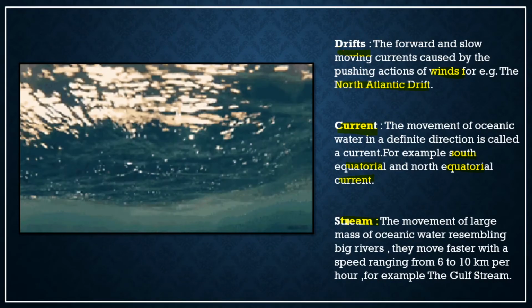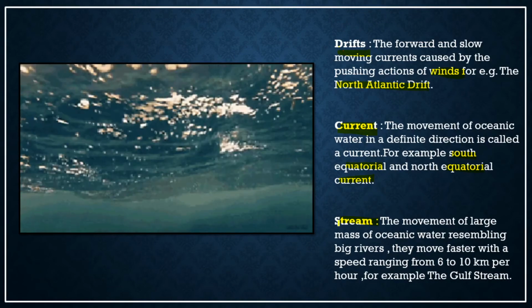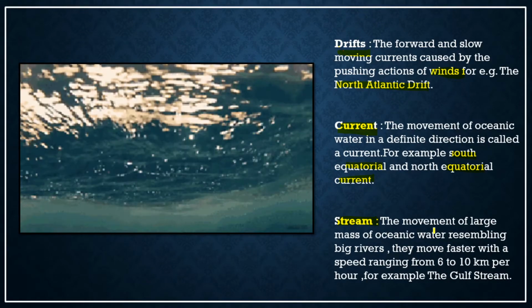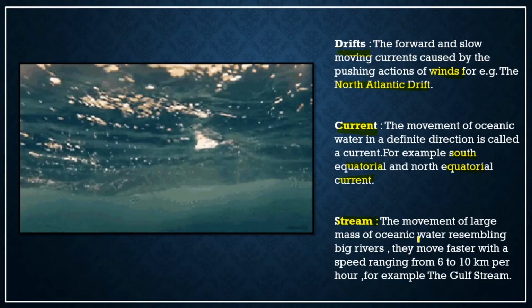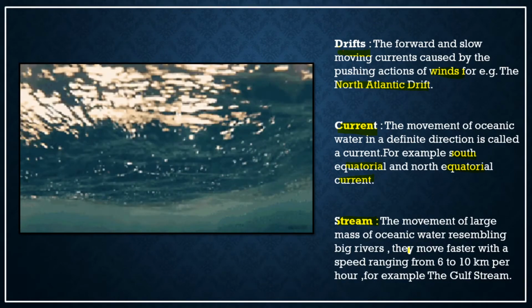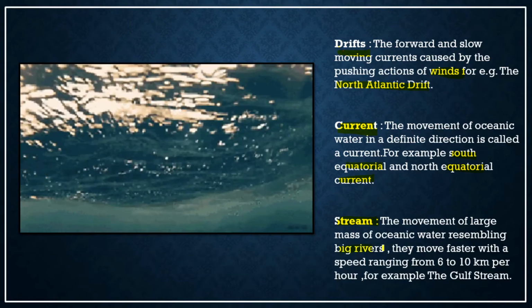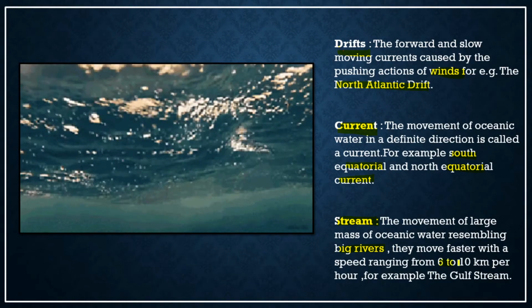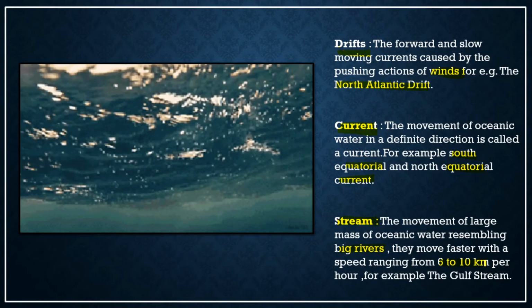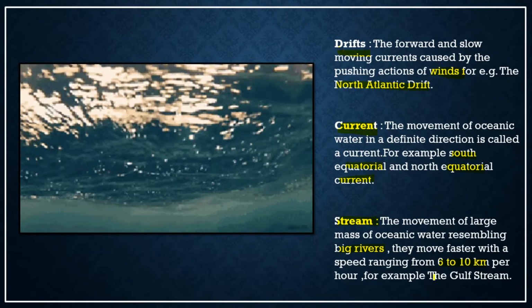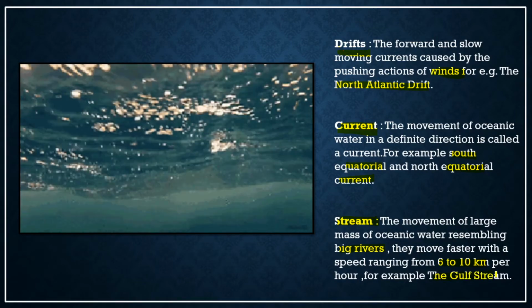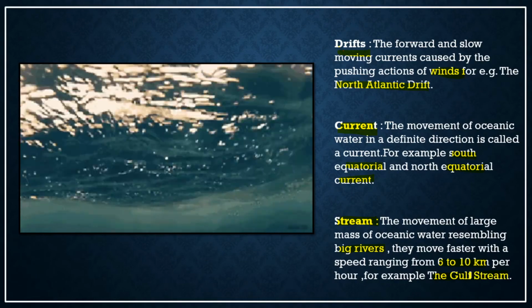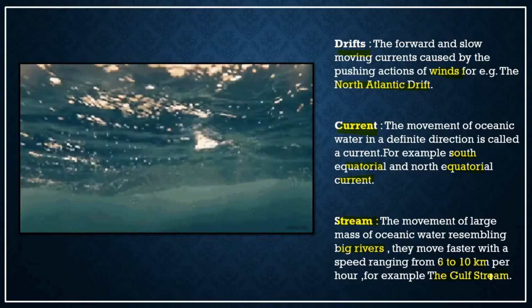Another very important term which you need to learn is a stream. What is a stream? It is the movement of a large mass of oceanic water resembling a big river. It moves very fast, ranging from 6 to 10 kilometers per hour. And the best example of a stream is the Gulf Stream, about which we are going to study in detail in the later part of the lesson.